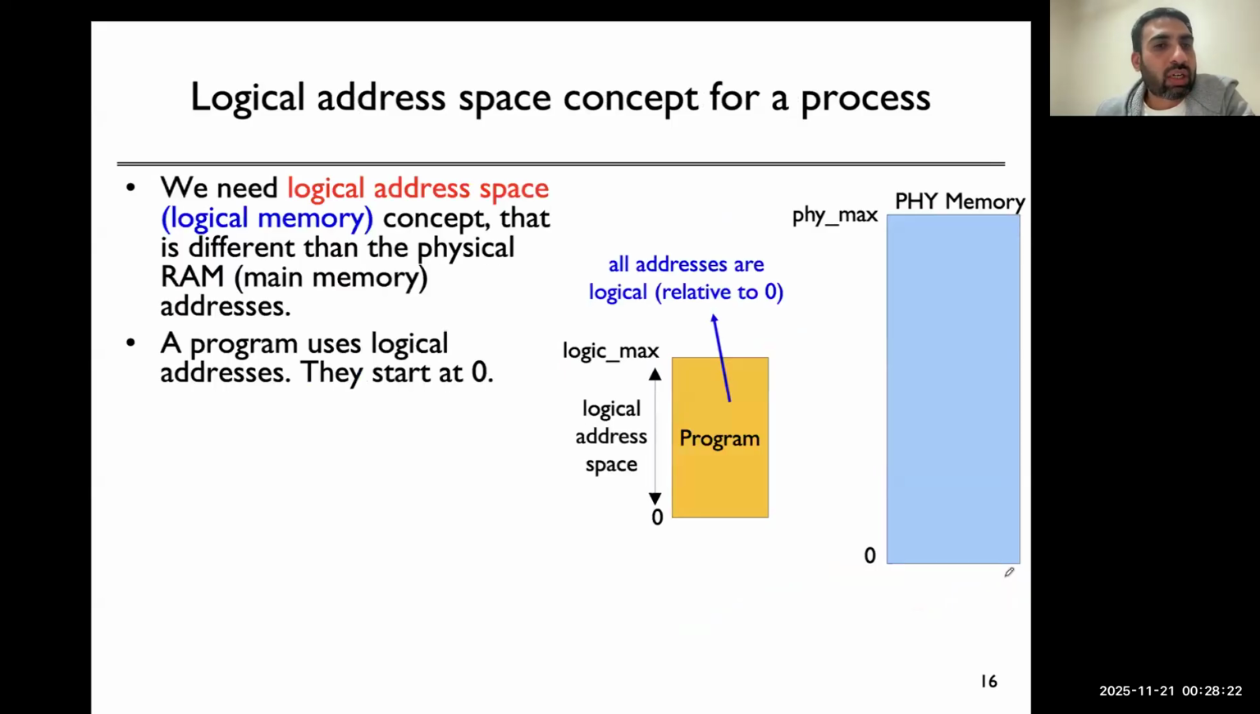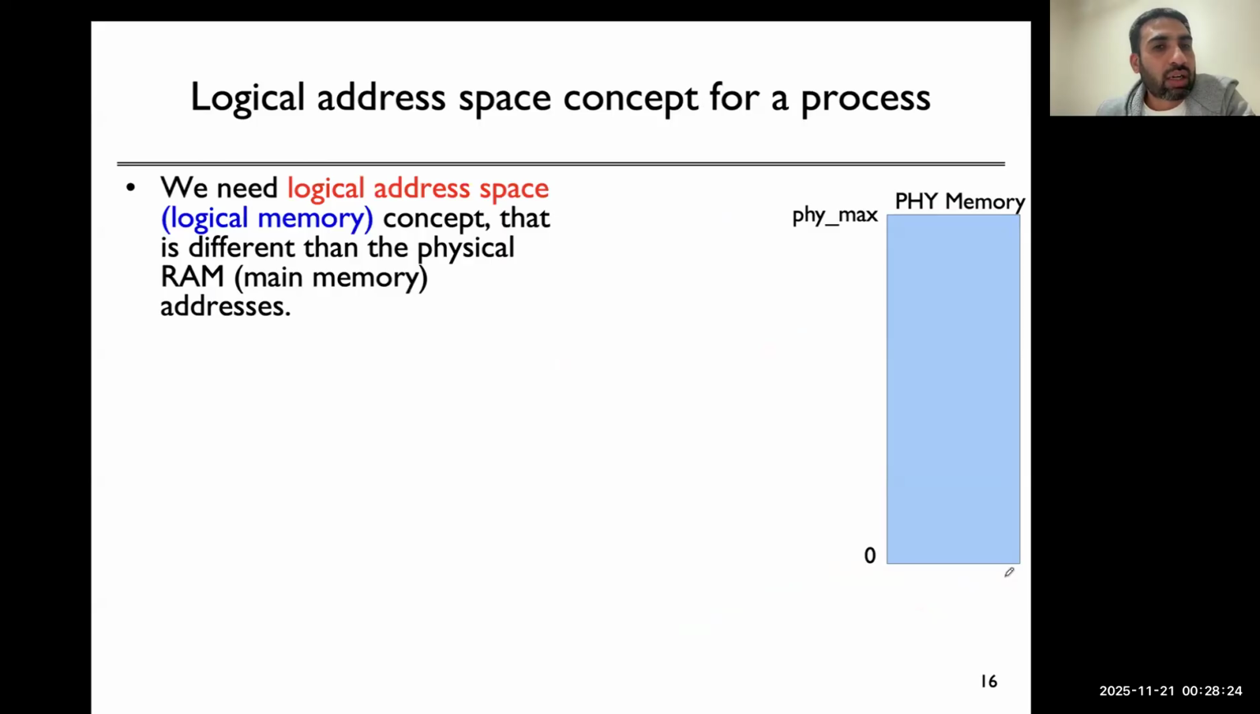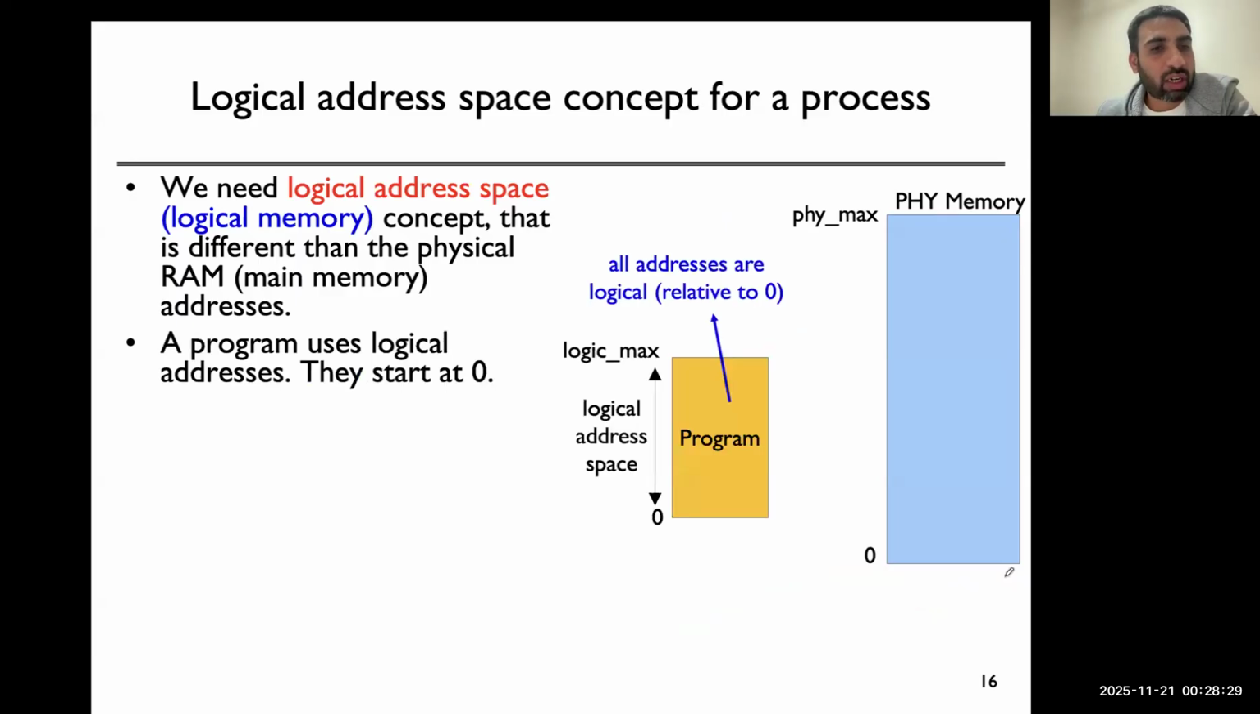Okay, so we need the logical address space concept, which is different from the physical RAM or main memory address. I think I have explained it already. A program uses logical addresses and they start at zero. The addresses generated by a program will be in the range 0 to max. What is the max? It depends upon how many bits are used to identify a memory location. If 8-bit, it is 255. Let's say 16 bits, so you can do the math. You can simply convert it to 2 raised to power 16 minus 1.